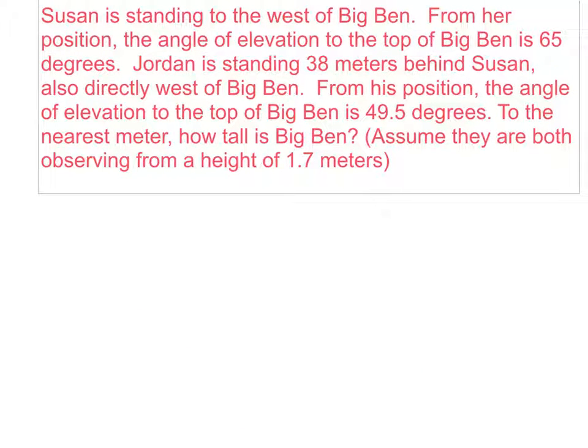Okay, in this problem, Susan is standing to the west of Big Ben. So here's Big Ben. If she's standing to the west, we might as well just draw it in what we would consider to be west. We don't know how far away from Big Ben she is, but we know the angle of elevation to the top of Big Ben as she's looking at it is 65 degrees.